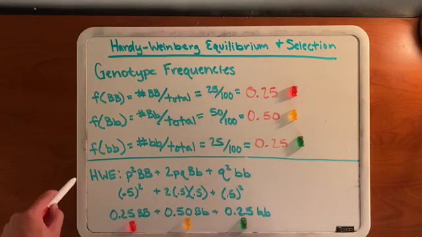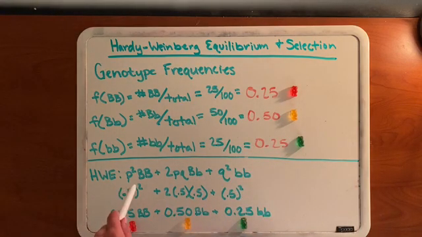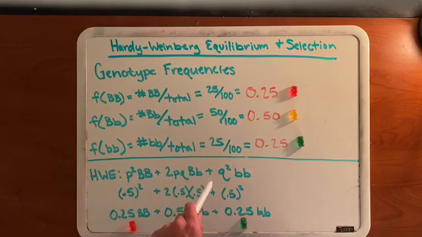And we can also see this with the Hardy-Weinberg equation. That's p squared for BB plus 2pq for Bb plus q squared for bb, which would be 0.5 squared plus 2 times 0.5 times 0.5 plus 0.5 squared again, which will give you the same frequencies that we saw before.